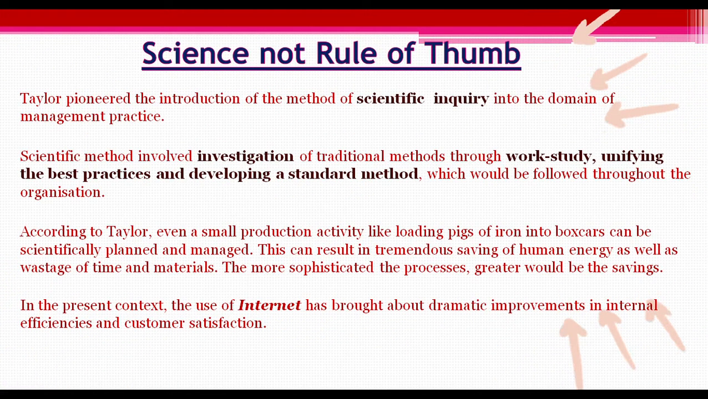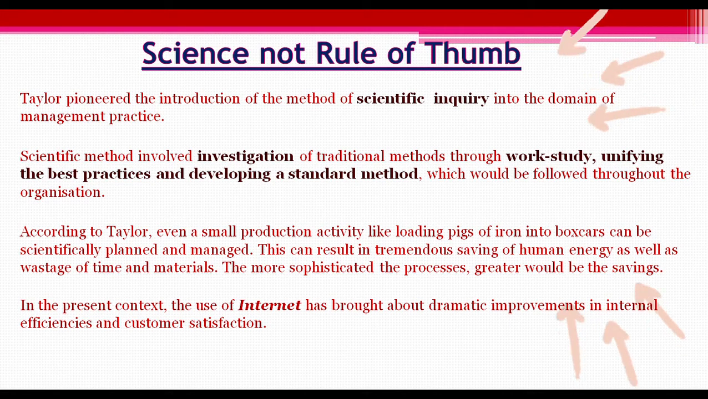Science, not rule of thumb. F.W. Taylor introduced the method of scientific inquiry. He wants everything to be scientifically explained and scientifically done. So he wants management to be practiced in a scientific way. Scientific methods involve investigation of traditional methods through work study, unifying the best practices and developing a standard method which would be followed throughout the organization.